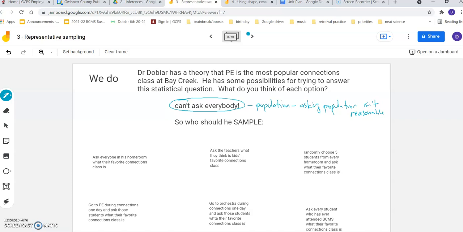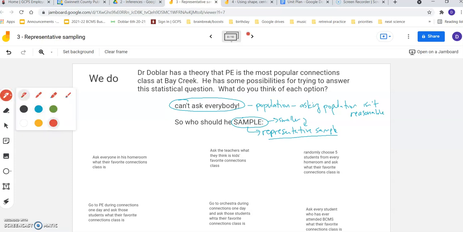So, who should I sample? I need a representative sample. I need to find a smaller group of people that represent the whole group. That's called a sample. It's a smaller group, and it represents the whole. So that's what I want to do. So I put 6 options down here. Let's see which ones we would find to be the most representative.